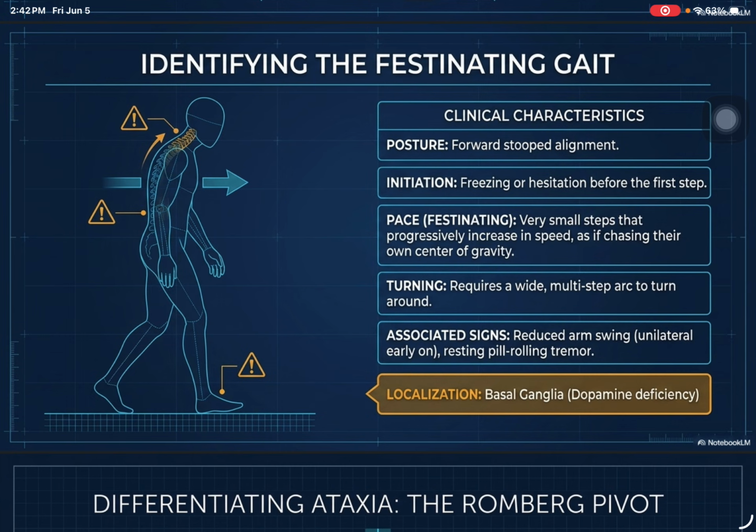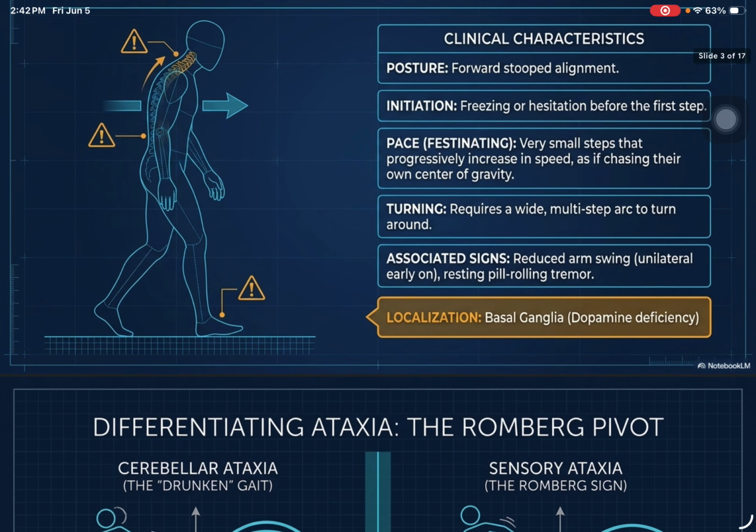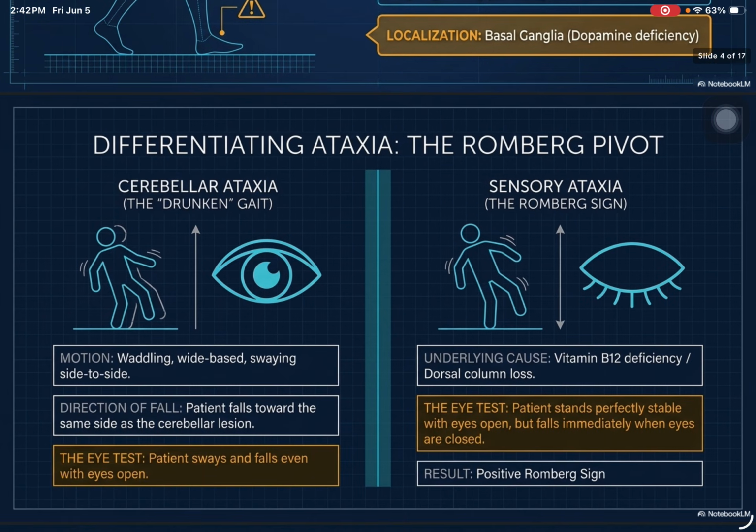What is the festinating gait? The patient stoops forward and has difficulty initiating walking, that is freezing and hesitation before the first step, and the steps are small. There is also reduced arm swing, resting tremor, and pill-rolling movement. The lesion is in the basal ganglia, a dopamine deficiency pathway.